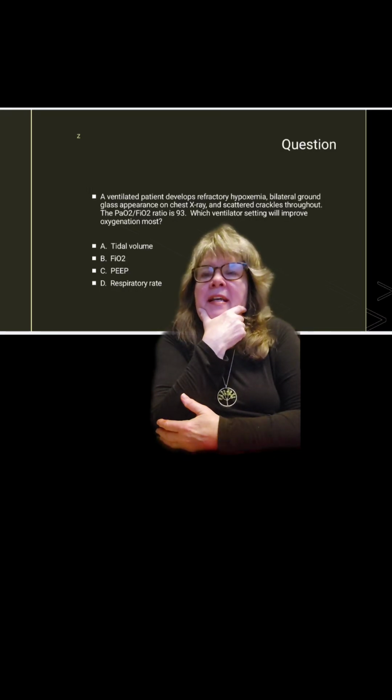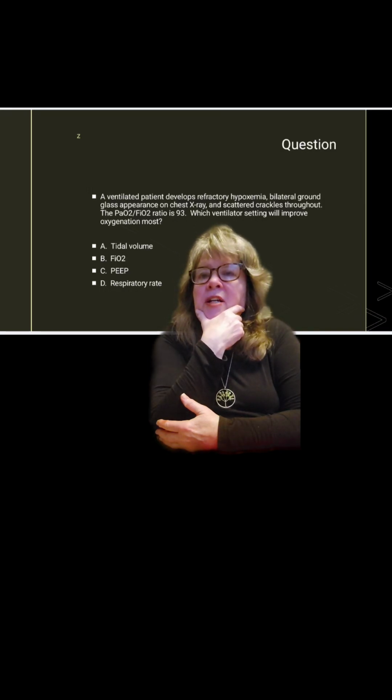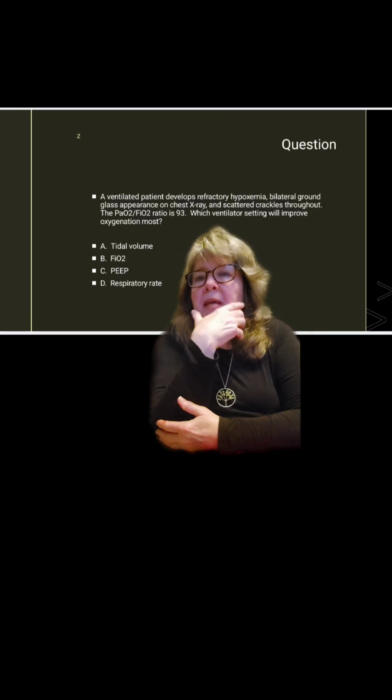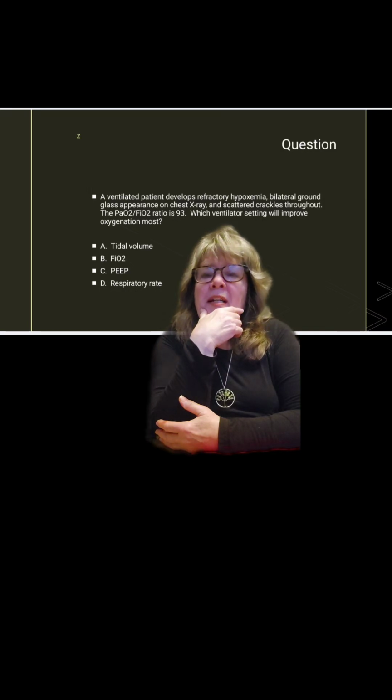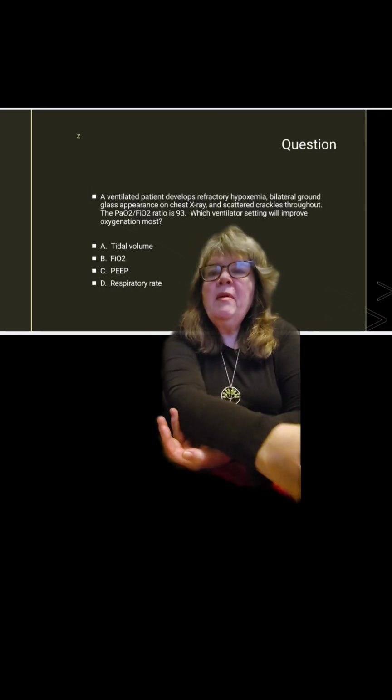So we have a ventilated patient that develops refractory hypoxemia, bilateral ground glass appearance on chest x-ray and scattered crackles throughout. The PF ratio, or the PO2 FiO2 ratio, is 93. Which ventilator setting will improve oxygenation most? Here are your choices. A, tidal volume, B, FiO2, C, PEEP, D, rate, so increasing the respiratory rate. Take a moment and think about that.